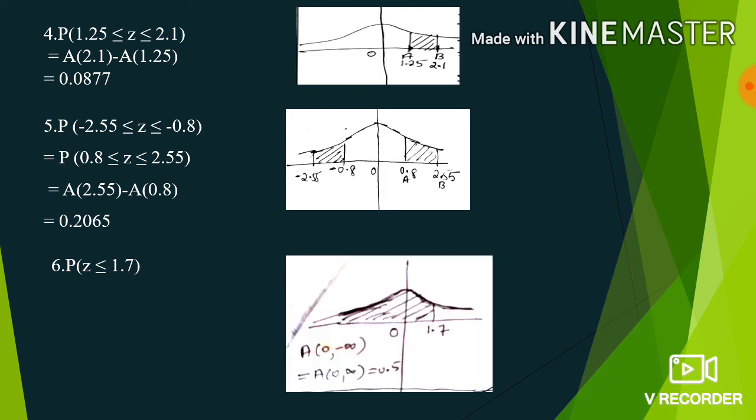Next, to find P of Z less than or equal to 1.7. Diagram, less than 1.7. This area under the curve is shown in the diagram. We can write it as A of 0 to minus infinity plus 0 to 1.7. 0 to minus infinity is 0.5. So 0.5 plus A of 0 to 1.7, that is 0.5 plus A of 1.7. Next, answer.